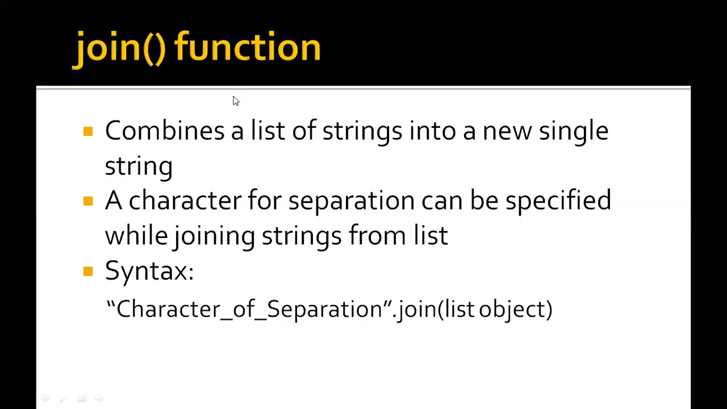Next we have the join function. Now this join function operates opposite to the split function. So it combines a list of strings into a new single string. A character for separation can be specified while joining strings from a list. This is our syntax: character of separation dot join function, to which we are passing a list object as a parameter.